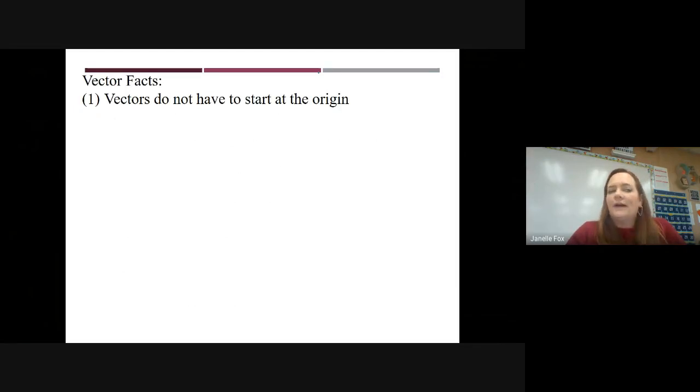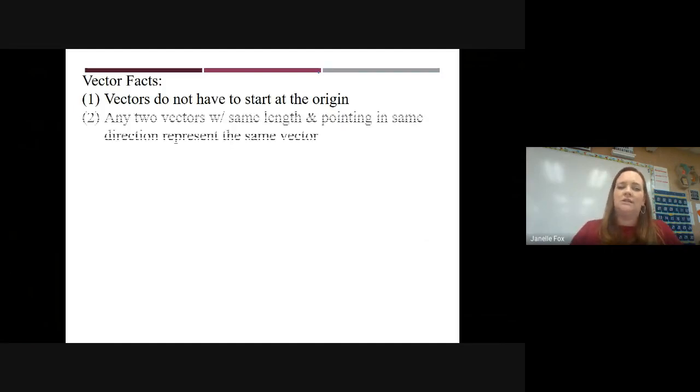Okay, so fun vector facts. Vectors do not have to start at the origin. You can actually draw them wherever you want. It's just convenient to start them at the origin lots of times. Another fun fact is that any two vectors that have the same length and point in the same direction represent the same vector. Let me read that again.